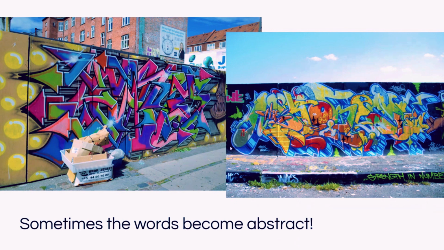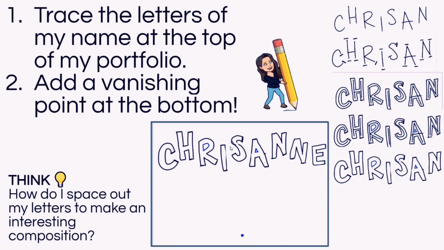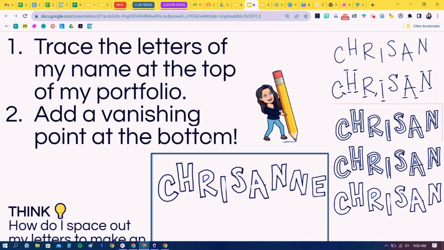Why did they make it where you can't read it? That's just part of the style. It's taking letters and changing the lines and the shapes in an interesting way that sometimes it becomes abstract. So that's kind of what we are doing. So we are going to vandalize our portfolio today by making graffiti names.